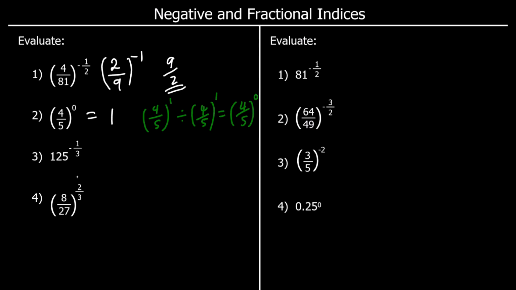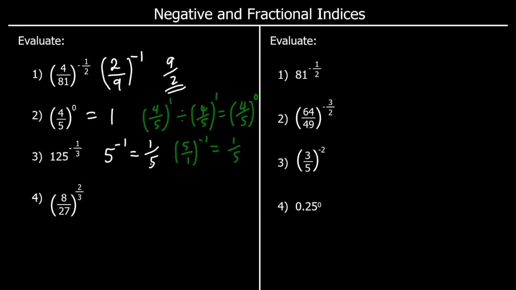125 to the power of minus a third. So the third means cube root. The cube root of 125 is 5. And then we do the reciprocal. The reciprocal of 5 is 1/5. So 5 is the same as 5 over 1. So if we flip it over, that will be 1/5. So the answer is 1/5.